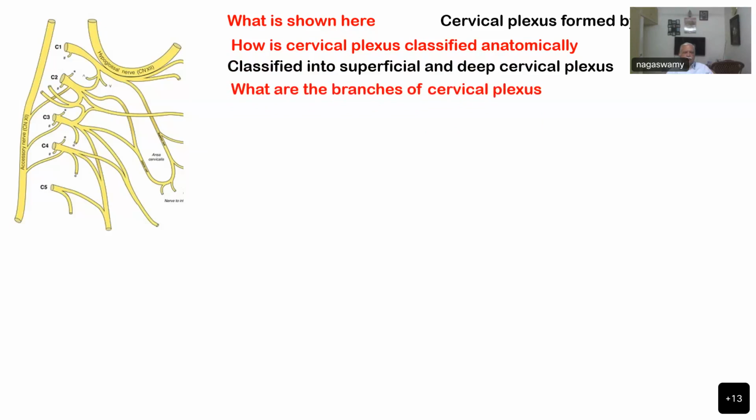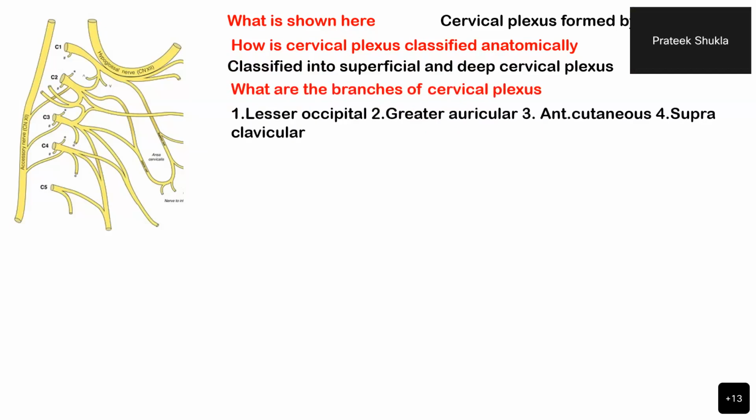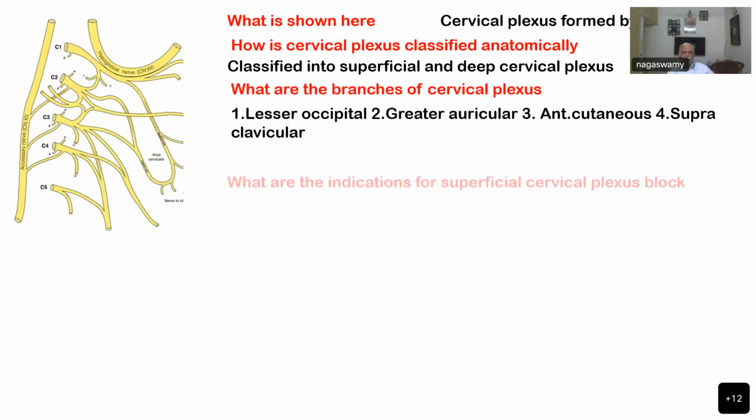Sir, greater auricular nerve, lesser occipital nerve. Correct. Now to strap muscles. Lesser occipital, greater auricular, anterior cutaneous nerve of neck, supraclavicular. These are the 4 branches. Lesser occipital, greater auricular, anterior cutaneous nerve, and supraclavicular.